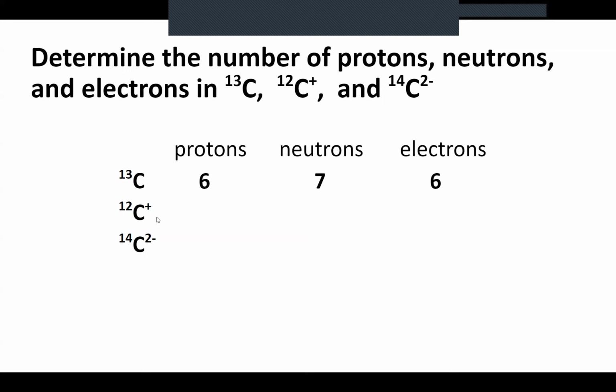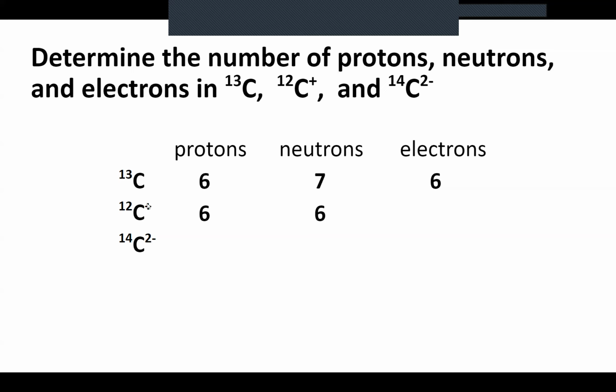Let's look at the next symbol. Again, we have carbon, so automatically our number of protons is 6. This time your mass number is 12. So take 12 minus the number of protons, which we know to be 6. 12 minus 6 gives us 6 neutrons.